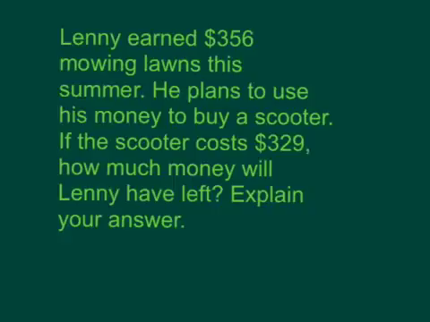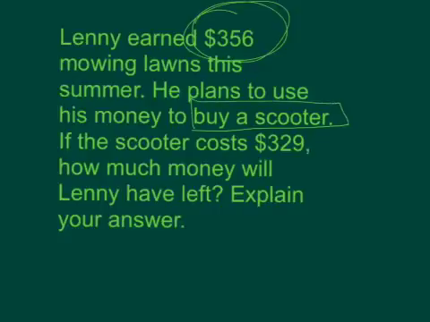So when we read through our problem, we see Lenny earned $356 mowing lawns this summer. The amount that he earned is important, so I'm going to circle that amount. He plans to use his money to buy a scooter. I'm going to underline buy a scooter. If you are buying something, are you earning money or are you giving money away? You're right, you're giving money away. So that's our first clue that we are going to be subtracting here.